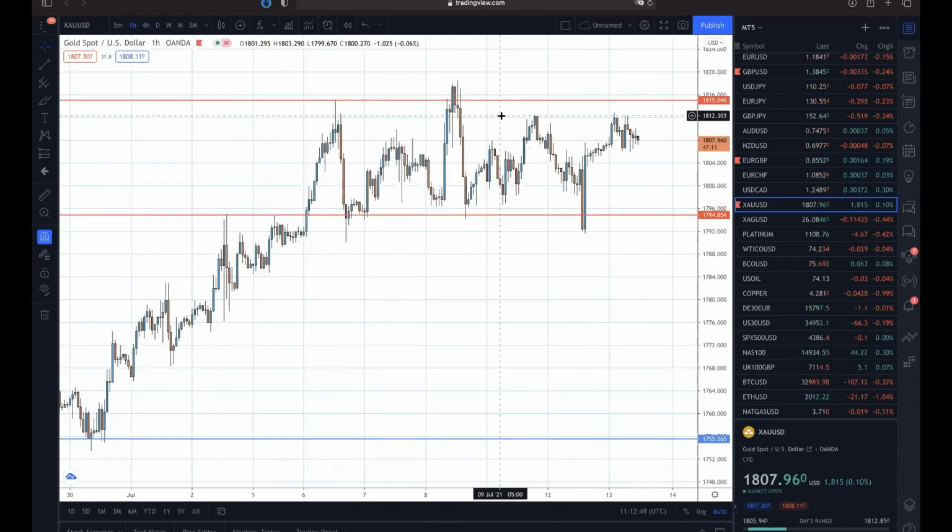So what I have highlighted here is this range trade between 1815 and 1790 roughly. We keep on chopping in both directions, and there is no really clear move here for the time being. So if you're bold, you can try trading this range. I wouldn't.